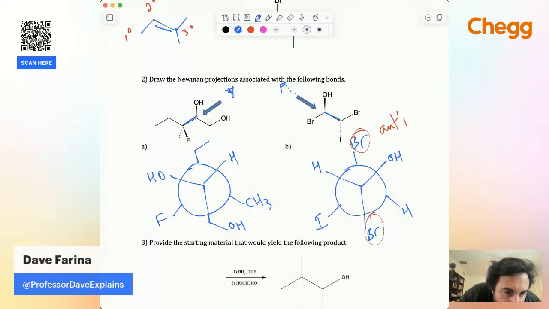Dative VFX asks, why aren't the Br and OH 180 degrees from each other? Let's see. I think you're talking about the second one. So you're asking why this OH and this Br are not 180 degrees. We're just drawing the configuration as shown.